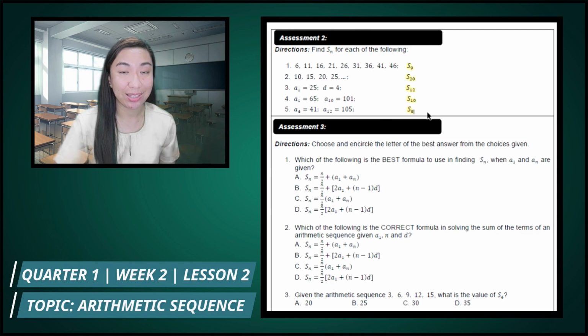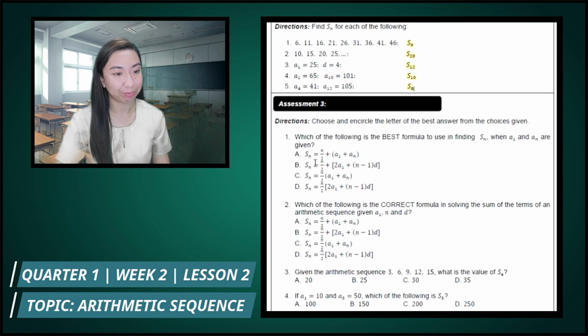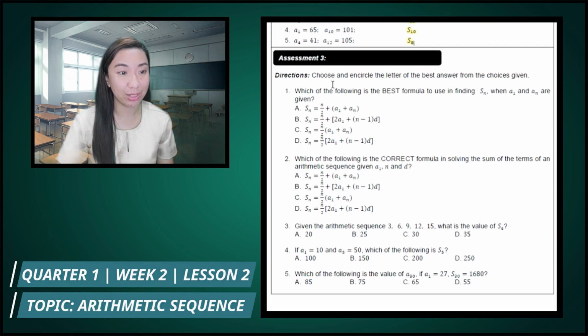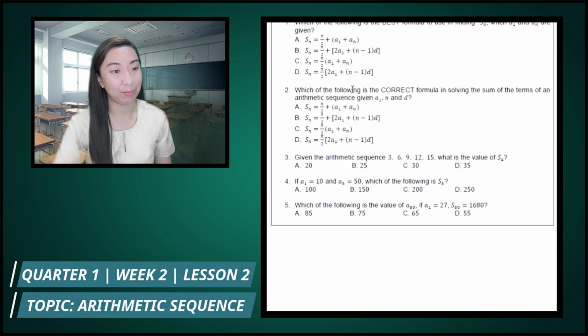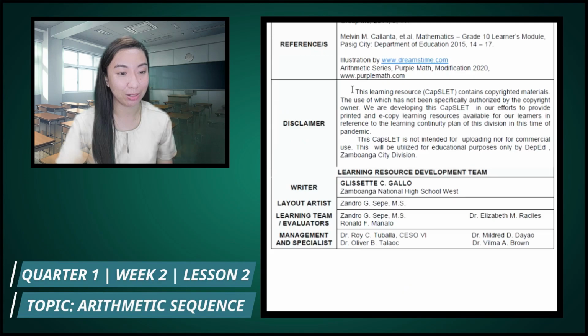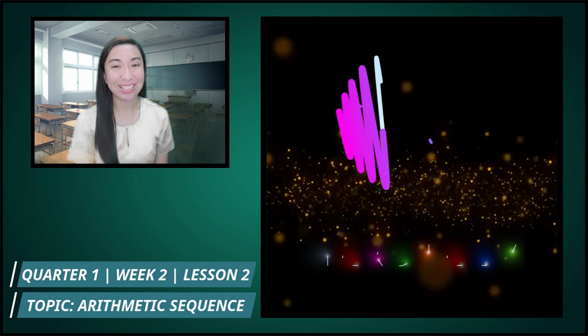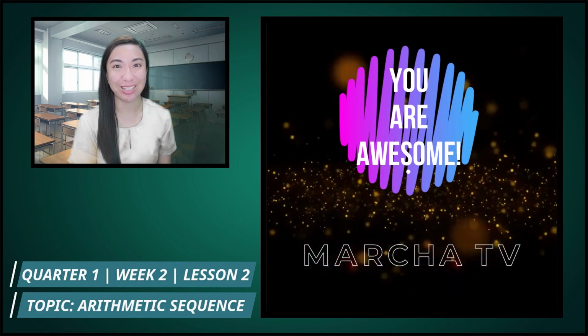Again, S sub n denotes the sum of the terms in the arithmetic sequence. And for assessment number 3, it's multiple choice, so you are going to choose the letter of your answer and then just write the letter of your answer on a separate sheet. That is for assessment number 3. So that's the end of our discussion for today's topic.